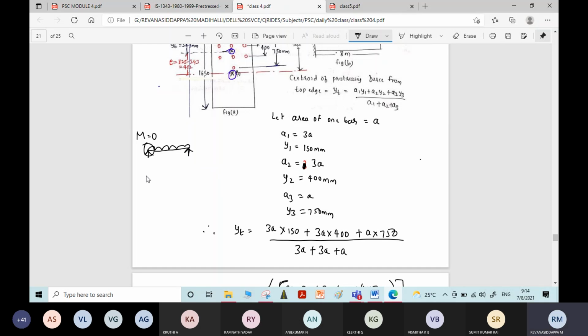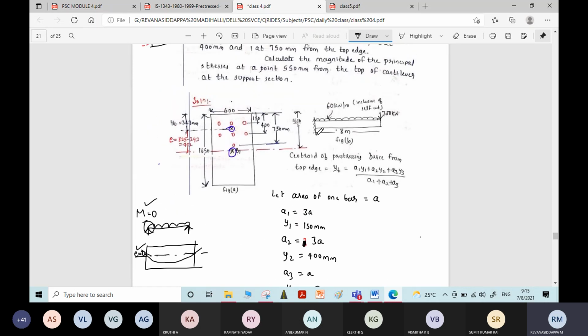And if you refer to the previous problems, in almost all the problems, the type of cable given was parabolic, and it is mentioned that it has some eccentricity at the midspan and zero eccentricity at the support. In almost all the previous problems, the support condition was simply supported, where moment equals 0 and eccentricity equals 0.